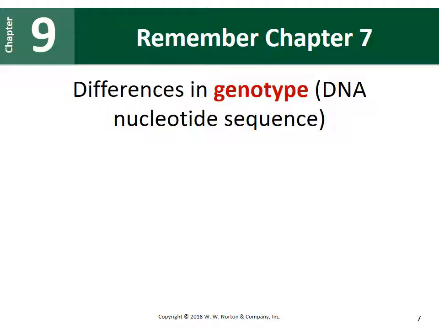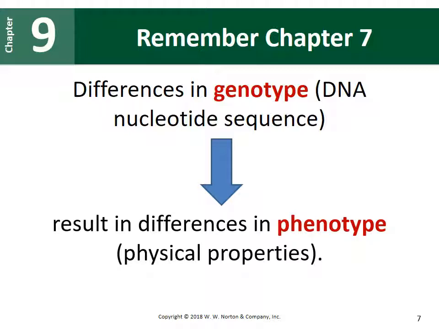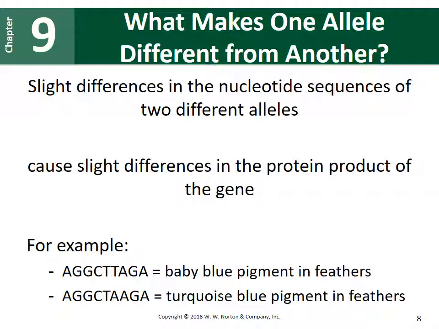Oh, sorry, this is going back. Remember, differences in our genotype, or our DNA nucleotide sequence, result in differences in the phenotype, or those physical properties that I mentioned a little bit ago. Because of this, those slight differences in the nucleotide sequence of those two different alleles, relating it back to the genetics, are going to cause slight differences in the protein product that's produced, thus the different phenotypes, or the different physical traits and characteristics that are going to be created.